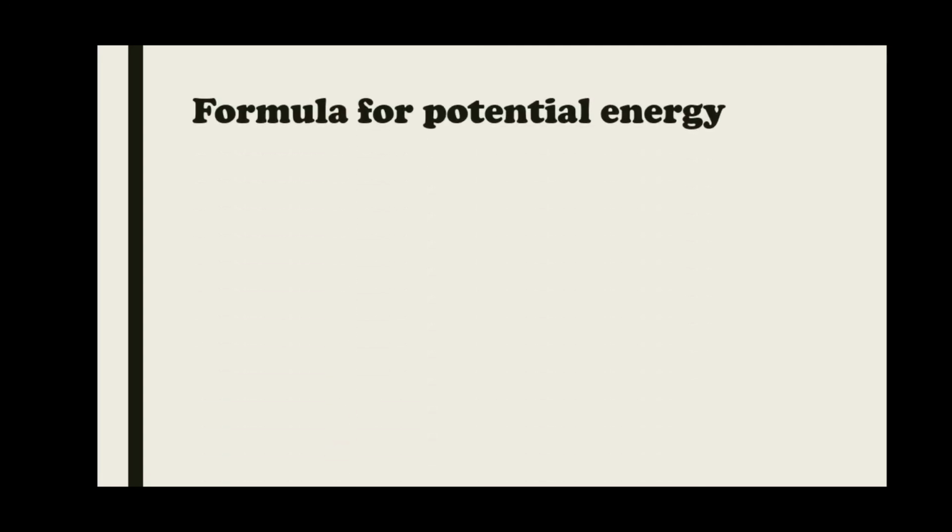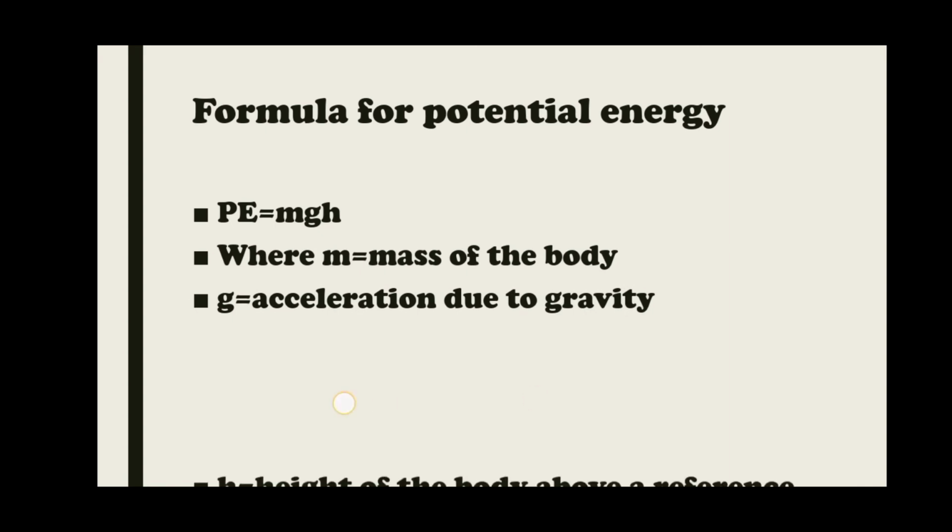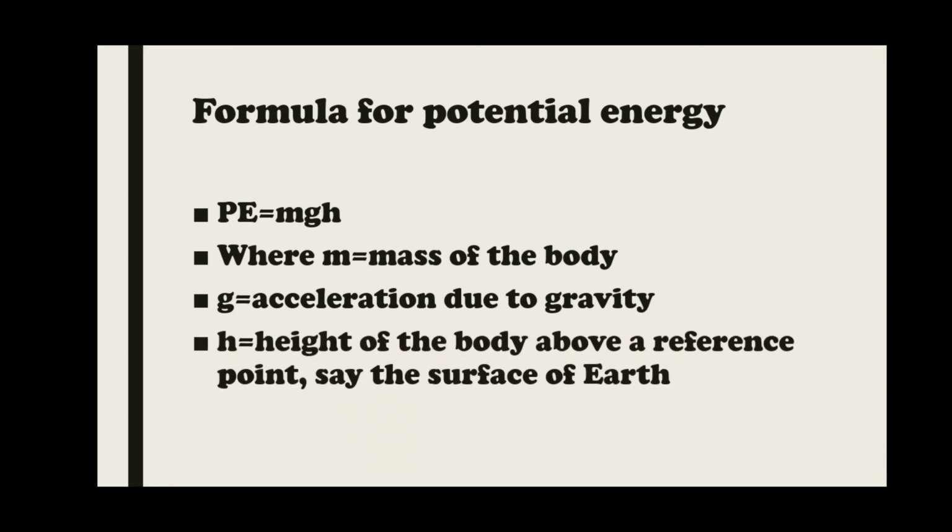So, to find out the potential energy, we have a formula, that is W equals mgh, or PE equals mgh, where m is the mass of the body, g is acceleration due to gravity, and h is the height of the body above a reference point, say the surface of the earth.